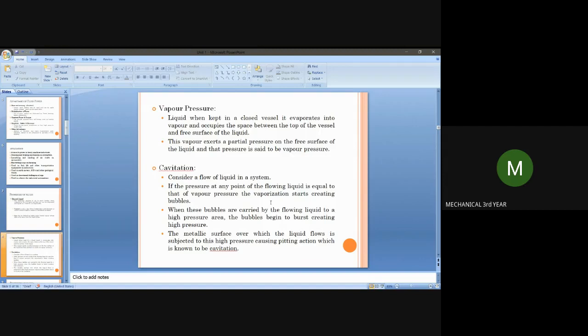So if the pressure at any point of the flowing liquid is equal to the vapor pressure, as we have already seen about vapor pressure, vaporization starts creating bubbles. The liquid is poured inside the container with some amount of pressure in it. When that pressure and the vapor pressure become equal, it starts creating bubbles. When these bubbles are carried by the flowing liquid to a high pressure area, the bubbles begin to burst, creating high pressure.